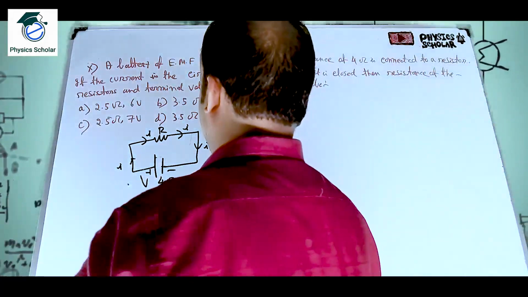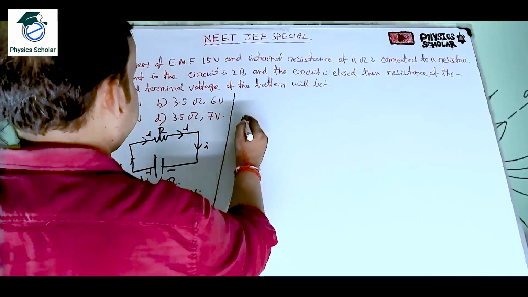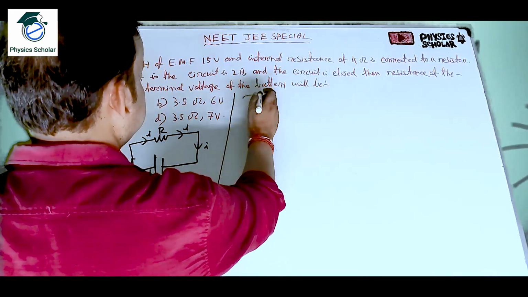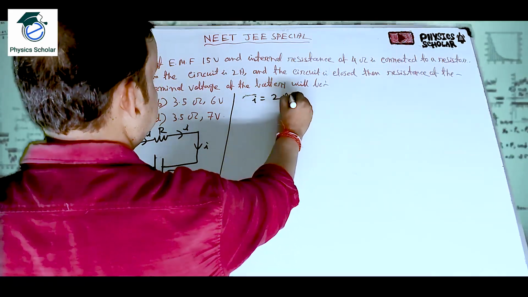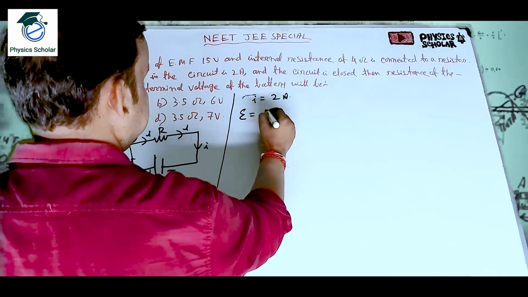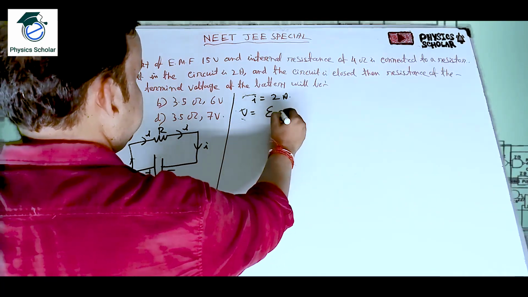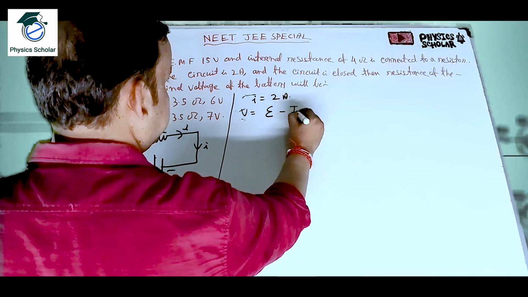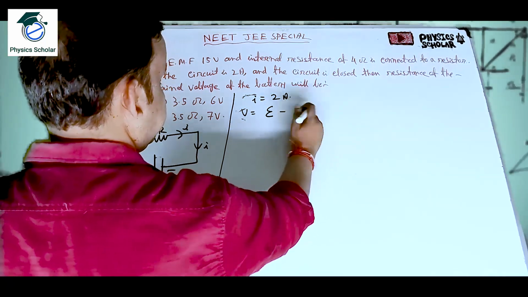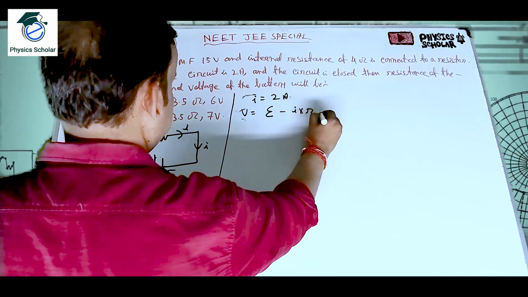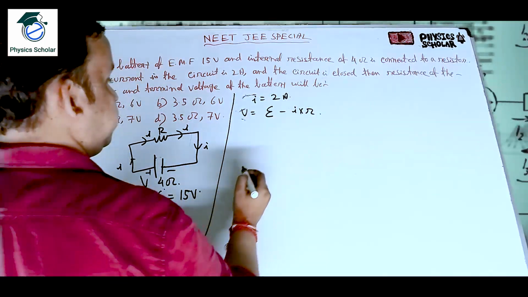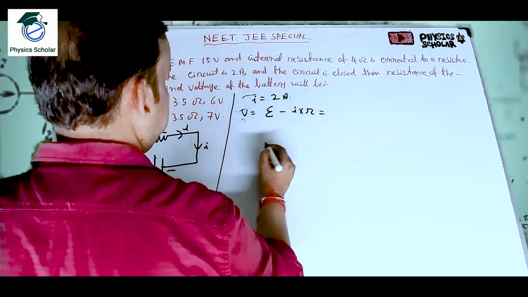So here what we can write? Okay, so I is equal to what? I is equal to 2 ampere. Okay, so epsilon is equal to what? Voltage V is equal to EMF minus voltage drop, I into, here I have taken small r, so I am writing I into small r. Okay, that small r is the internal resistance of the battery. Okay, so is equal to what?